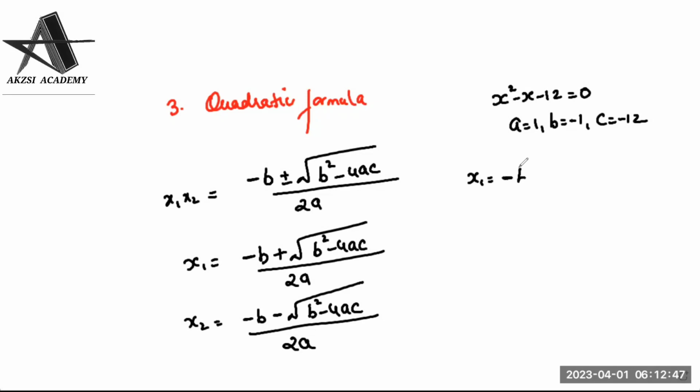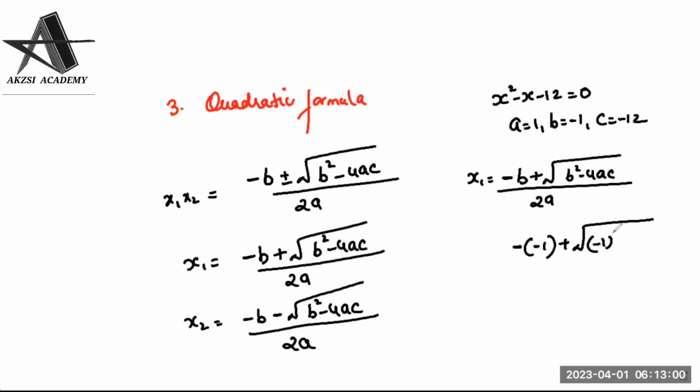x1 is minus b plus root b squared minus 4ac by 2a. b is negative 1, so in place of b I'll put negative of negative 1, plus root of negative 1 whole squared, minus 4, a is 1, c is minus 12, over 2 times a. So this minus will become plus. If you're using a calculator, you should know how to use it, because I have seen that kids really make mistakes while using the calculator and end up getting the wrong answer. So minus will become plus.